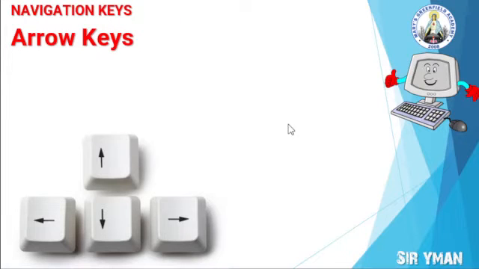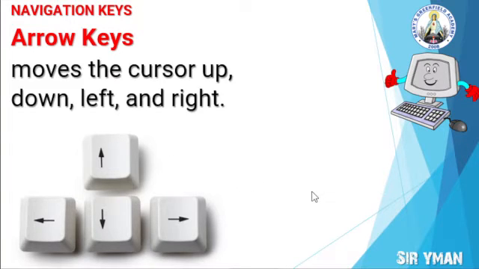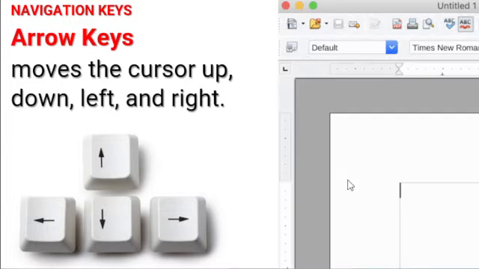So, navigation keys. Arrow keys. Ang arrow keys ay navigation keys din. Arrow keys are the arrows pointing up, down, left, and right. So, it moves the cursor up, down, left, and right. By the way, do you know what the cursor is? Alam niyo ba kung ano yung cursor? Okay, so the cursor is the blinking line on the screen. Can you see the blinking line? Nakita niyo may nagbi-blink dito?